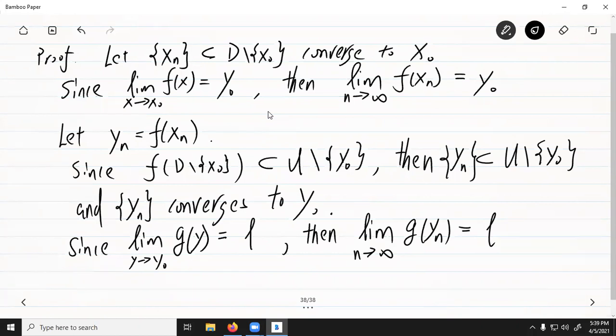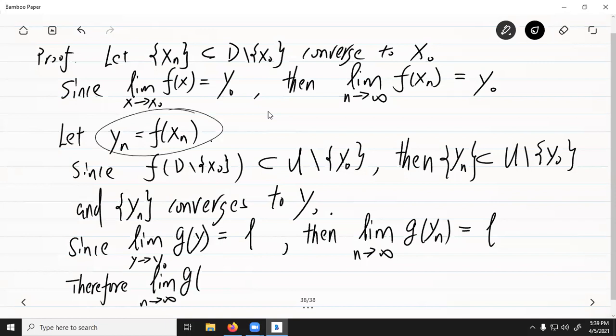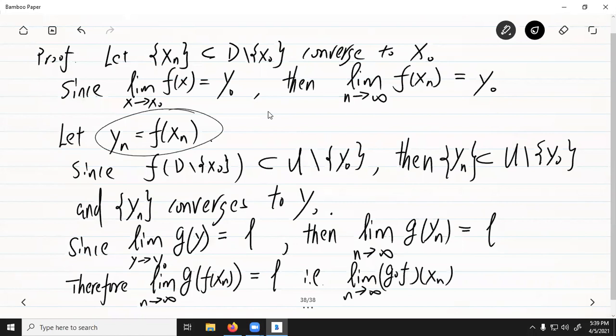Okay, so now let's replace back. Therefore, the limit as n approaches infinity of g of yn, where we let yn be f of xn, we just replace back, is equal to L, right? In other words, what does this mean? This is the limit as n approaches infinity of g composed with f of xn, which is equal to L. And we know this xn is an arbitrary sequence, right? Which will converge to x0.